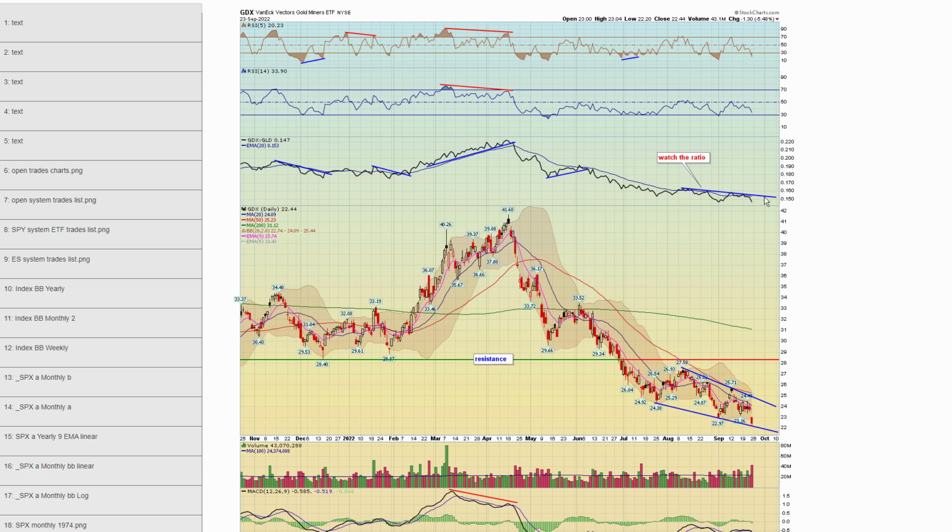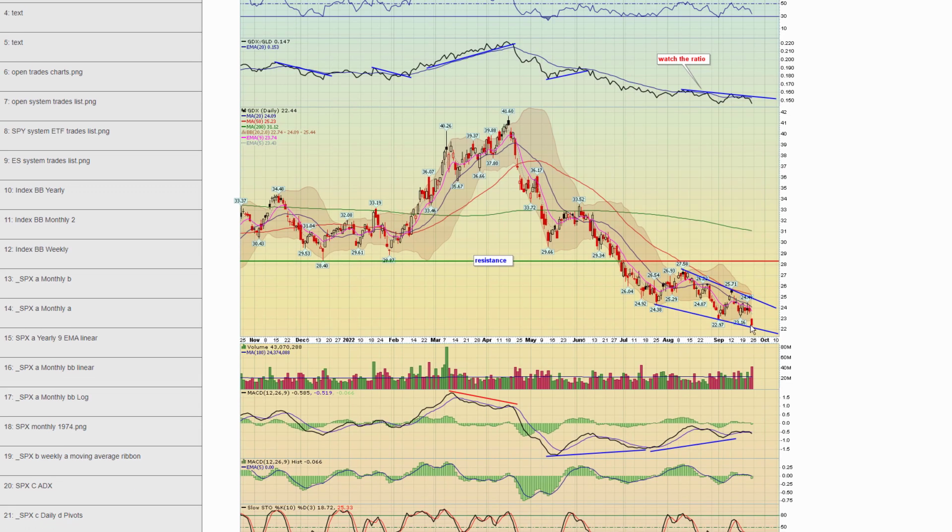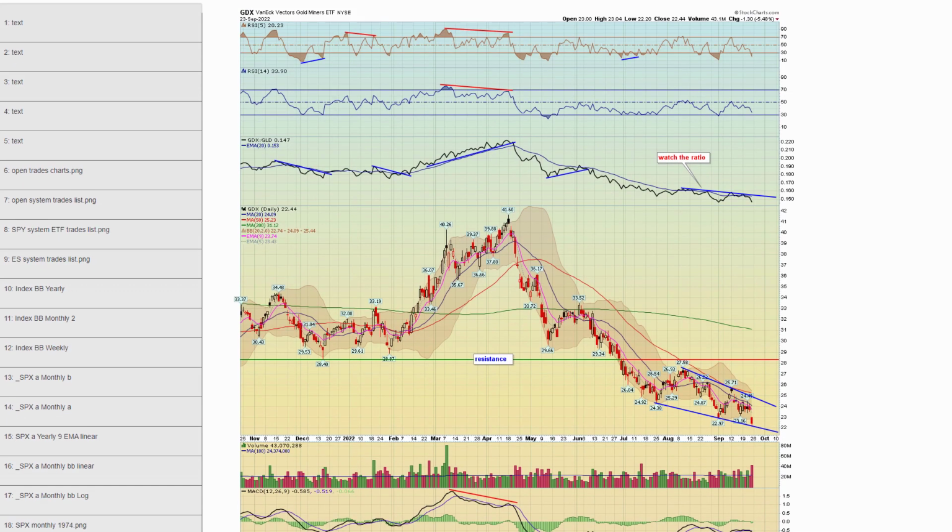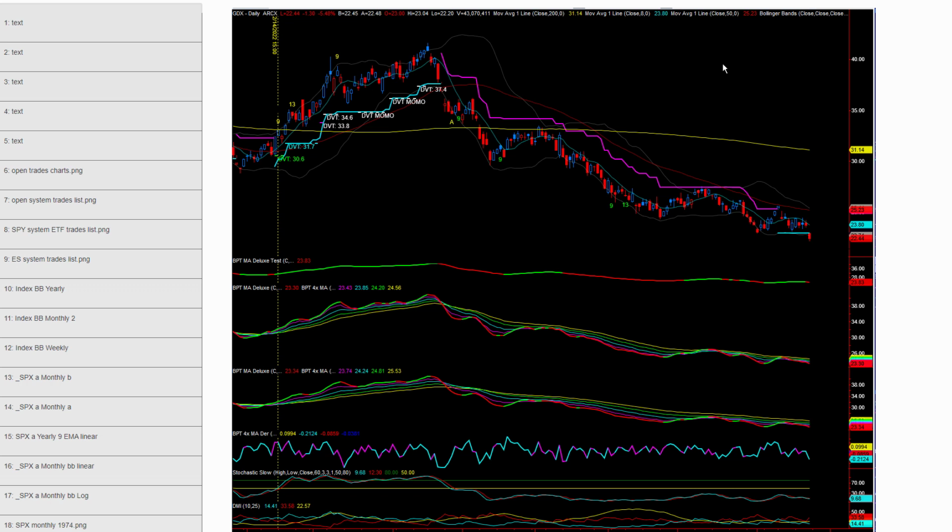Next, chart 81, here's GDX on the daily. Again, the ratio here can never really get going. It's now at the bottom of this wedge. You know, is it going to find support here or just crater below it? We'll see.